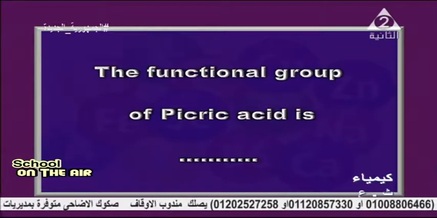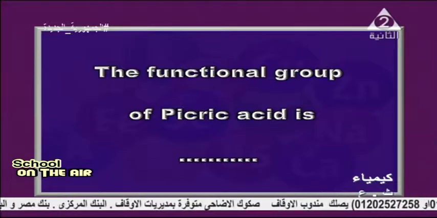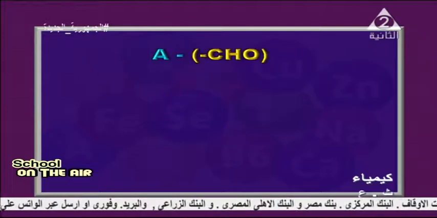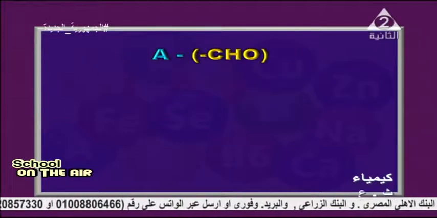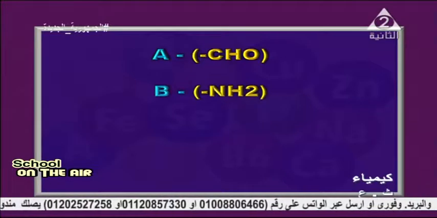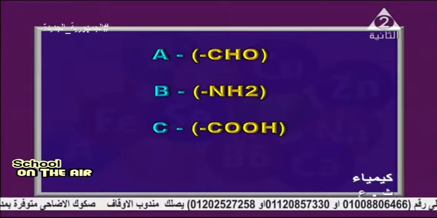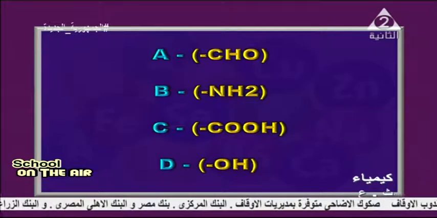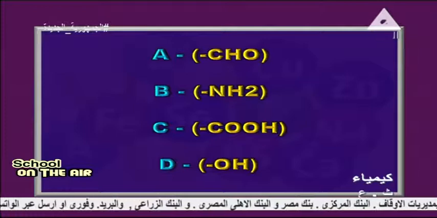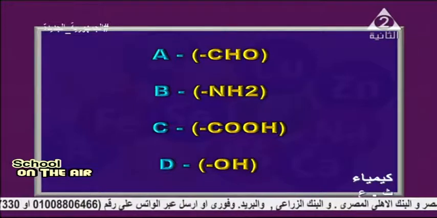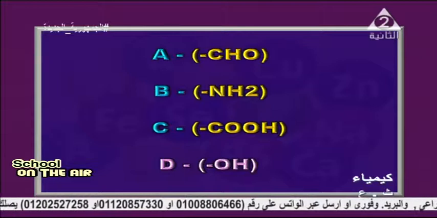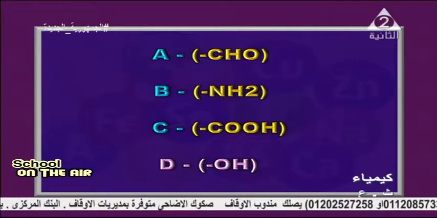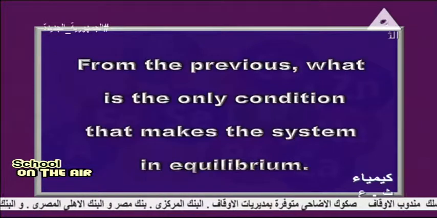What about this question? The functional group of picric acid is... Take care with this word. I know, and also you know, CHO, NH2, COOH, or OH. Aldehyde, amine group, carboxylic group, hydroxyl group. Catch the answer. It will surely be OH. Why OH? Because it's a picric acid. It's a good question. Let's see this also.